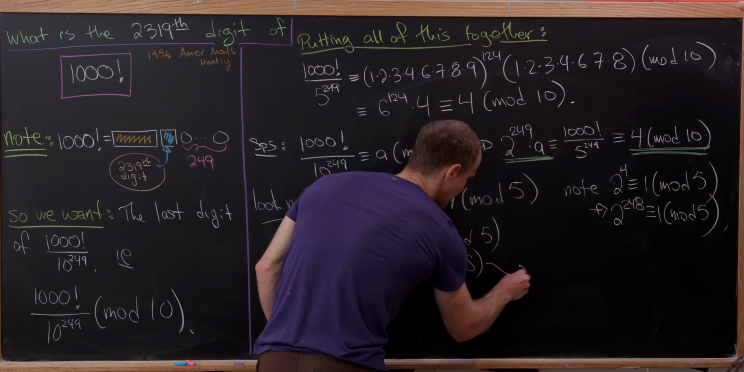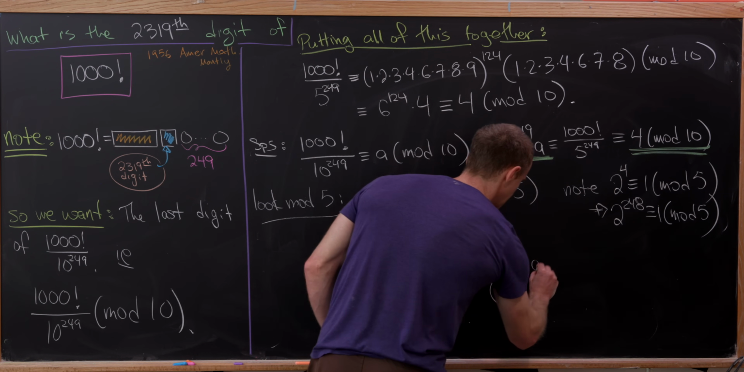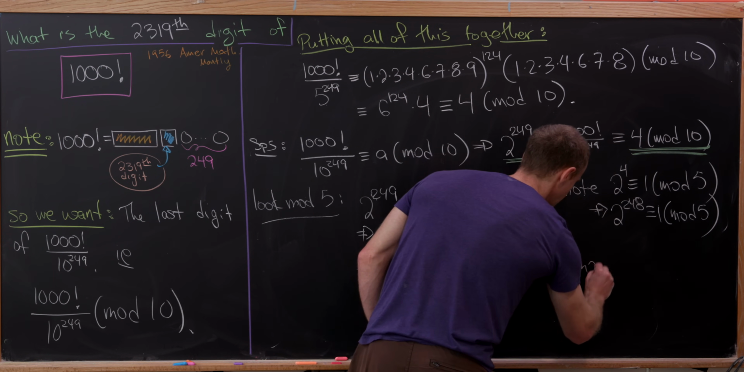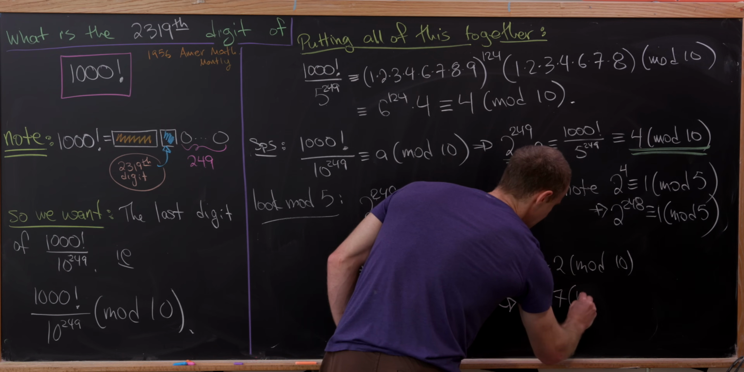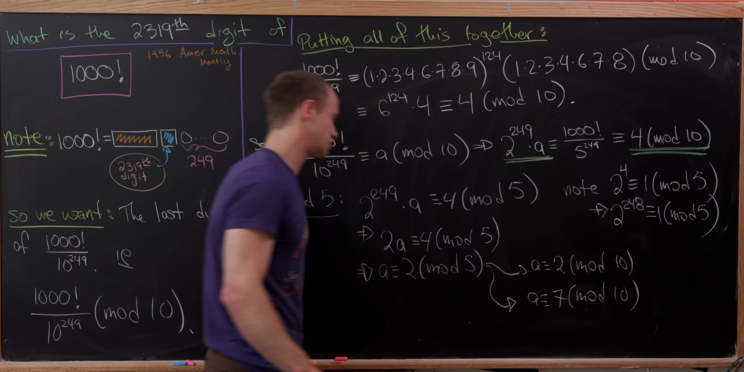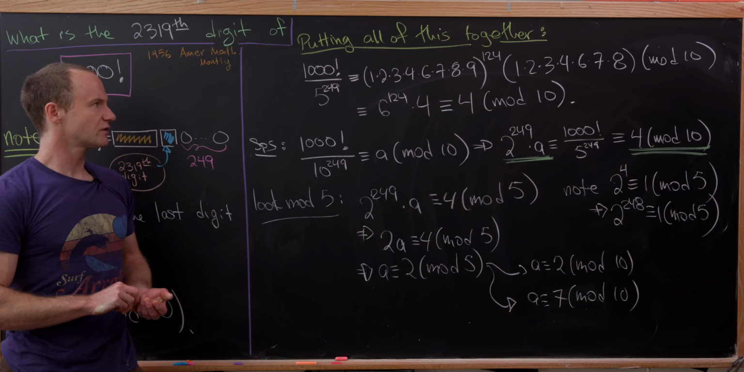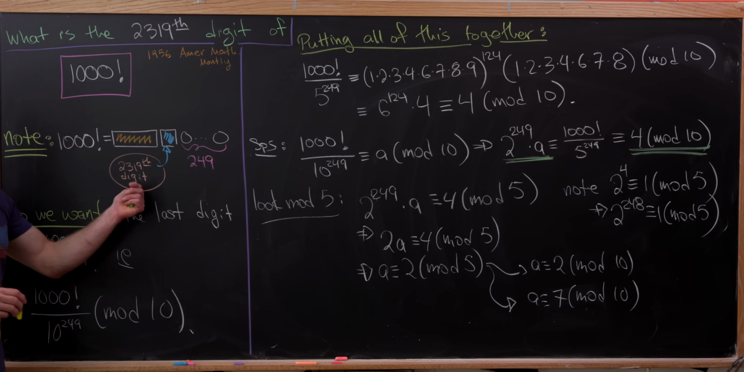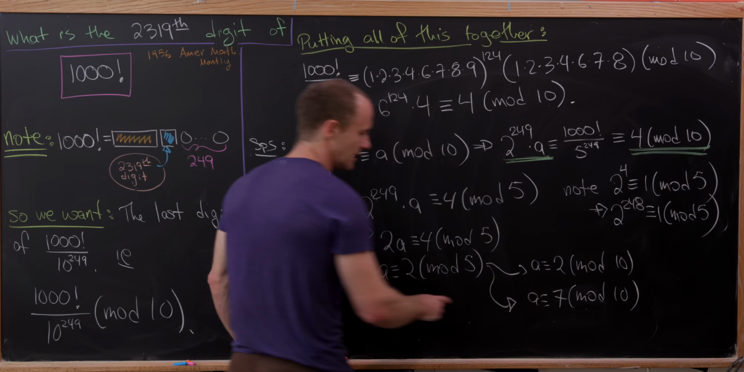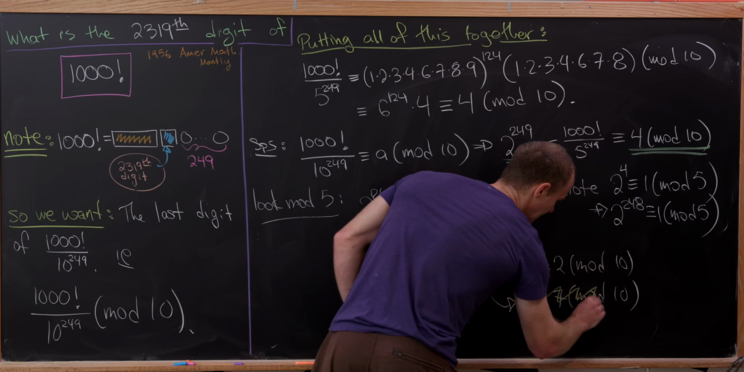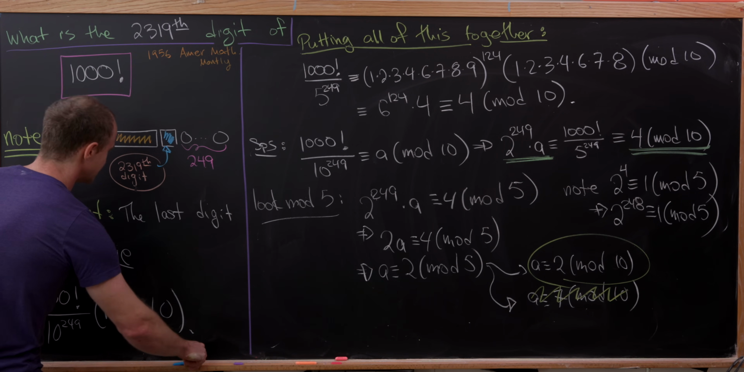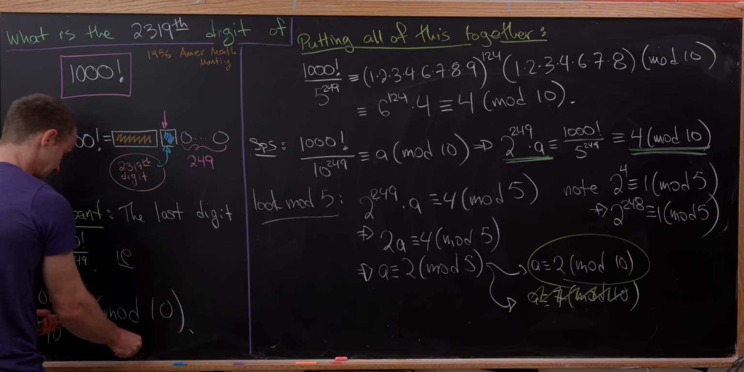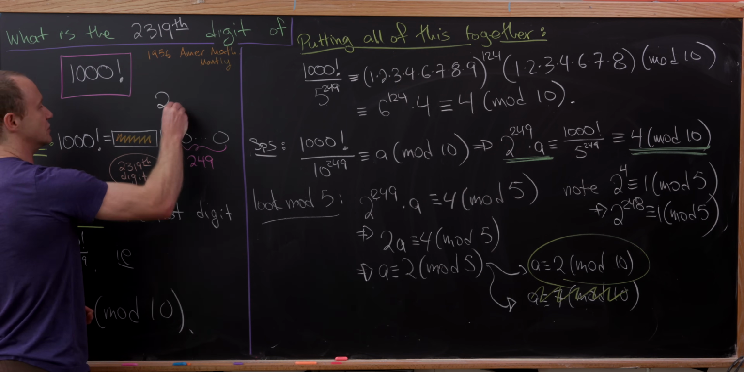But now bringing this back into things mod 10, that means that a is either 2 mod 10 or it is 7 mod 10, because those are the only things mod 10 that are 2 mod 5. But let's recall that we knew that this was an even number. I haven't got it written on the board right now, but we had that before. But if a is 7 mod 10, it is not even, which means we have a is 2 mod 10. In other words, this digit right here that we had as our goal is equal to 2.